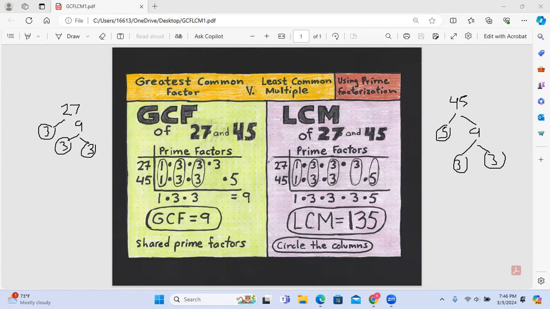You have been given a lot of information, so this would be a good time to pause the video if you need to, or replay this video as many times as you need to gain a deeper understanding of the meaning of both the greatest common factor and the least common multiple.